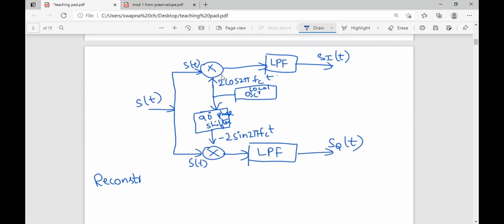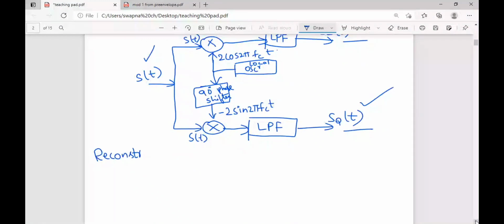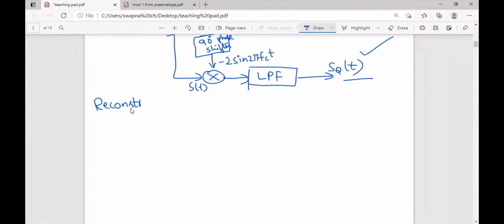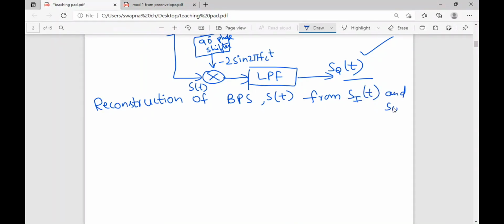Next, see, here what was the scenario? I have S of t and I've got Si of t and Sq of t. Now the reverse of this: I will have Si of t and Sq of t, and I need to find S of t. So how will I find that? Let us write this heading as reconstruction of band pass signal S of t from the in phase and the quadrature components Si of t and Sq of t.